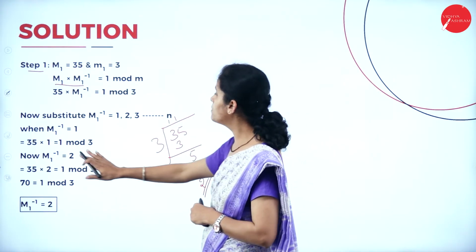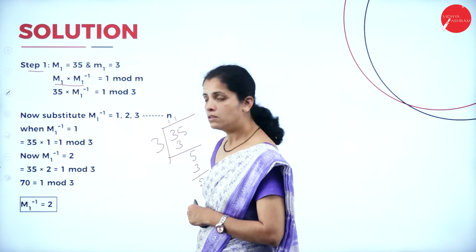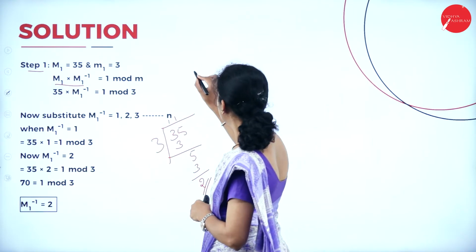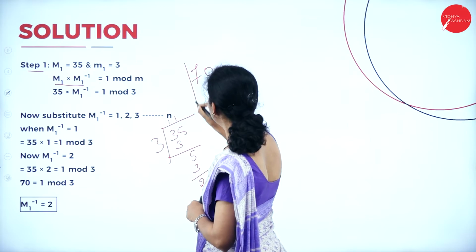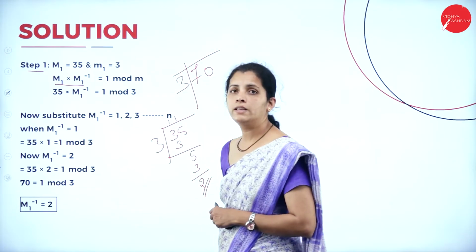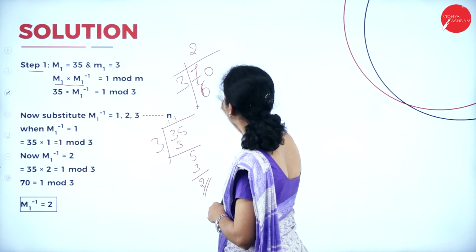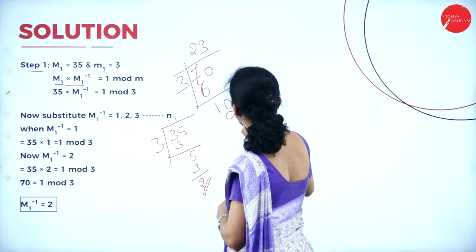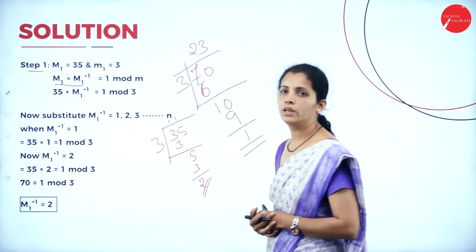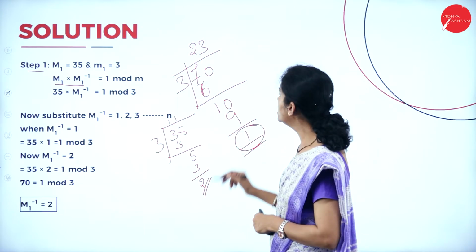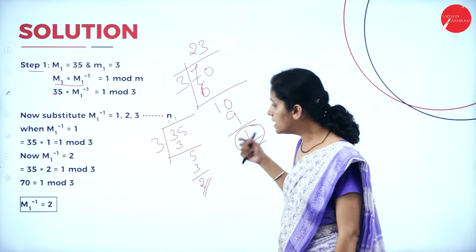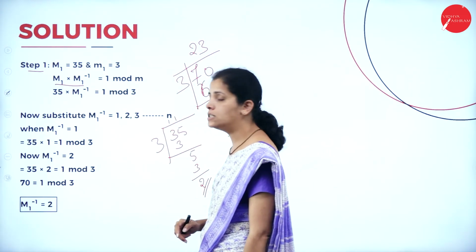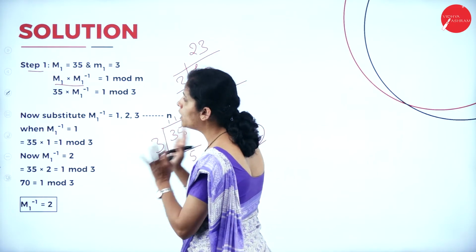Now what I will do, I'm going to increment M1 inverse by 1. Now it is 2. So 35 into 2 is 70. 70 divided by 3. So 3 2s are 6, then 1, 0. 3 3s are 9. So the remainder is 1. Now this is the relatively co-prime number. Now what's the value for M1 inverse? It is 2. Okay, till now you understood, right?